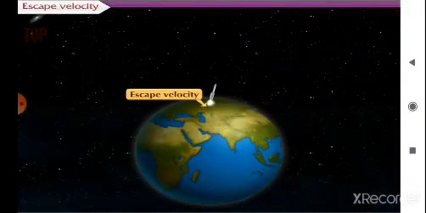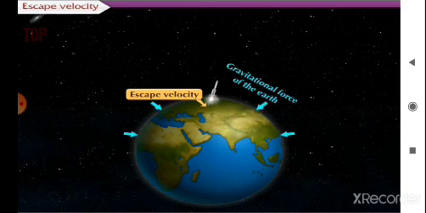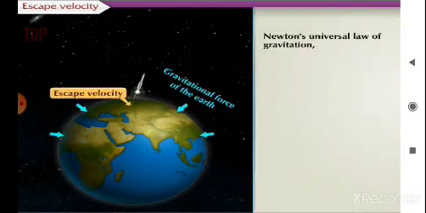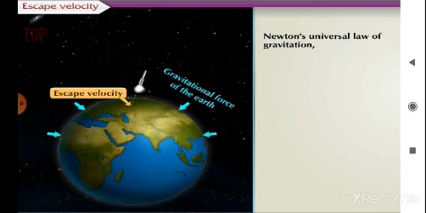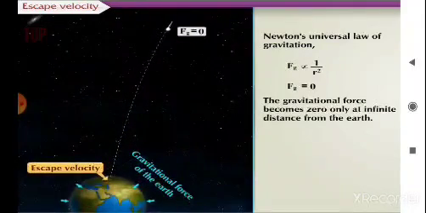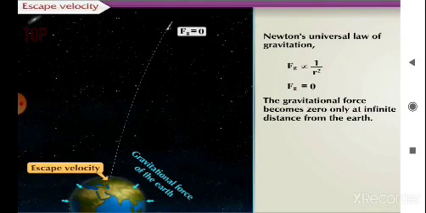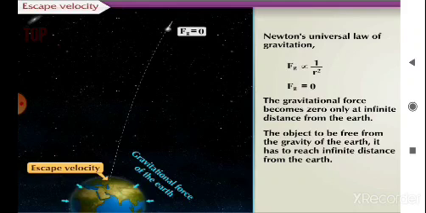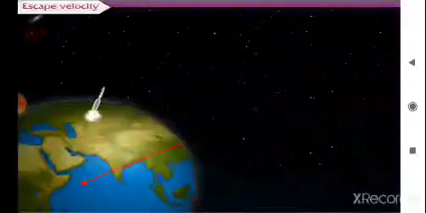An object going vertically upwards from the surface of the earth having an initial velocity equal to escape velocity escapes the gravitational force of the earth. The force, for an object of mass m, Fg is inversely proportional to r square. The gravitational force becomes zero only at infinite distance from the earth. The object is to be free from the gravity of the earth.